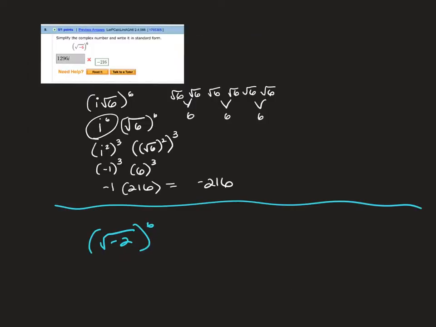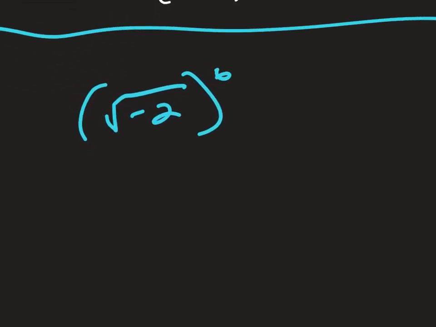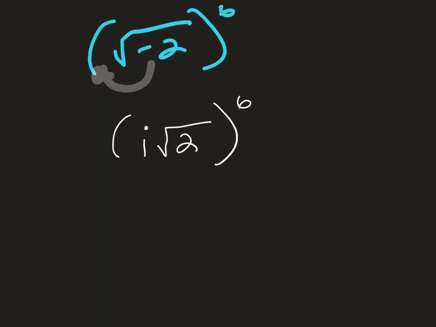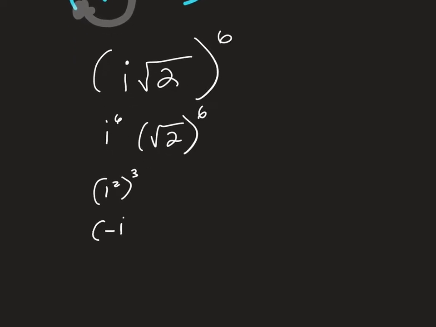I worked it out as root 6 to the 6th power, or negative root 6 to the 6th power, but I'm going to work out the negative 2. Remember that the negative means the i is going to come to the outside. So this becomes i times root 2 raised to the 6th power. So this is i to the 6th times root 2 to the 6th. Yesterday we talked about breaking the i's down in pairs. For every pair of i, it's going to be negative 1. So this is really i squared raised to the 3rd power, and i squared by itself is negative 1. So the negative 1 raised to the 3rd power becomes what? Negative 1.